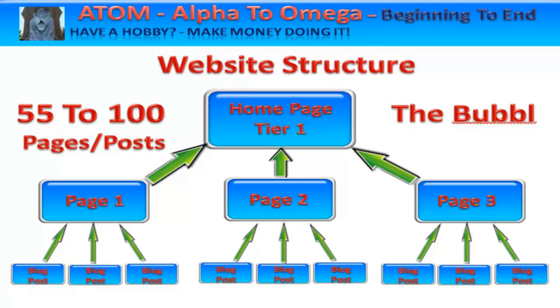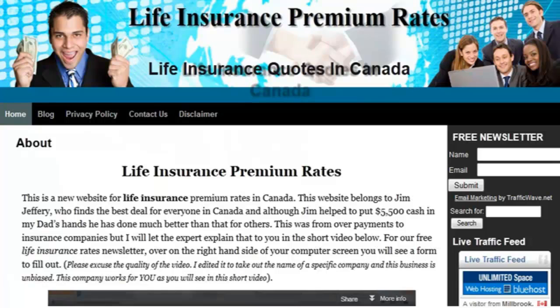on your website. And these are posts with 500 words, and we're going to be using the bubble to demonstrate again. We are going to go into a real world situation with a real website. That website is lifeinsurancepremiumrates.com. We're going to go back into the bubble. You really need to understand Tier 1, Tier 2, and Tier 3. In this real world situation, Tier 1 is of course your homepage, which is lifeinsurancepremiumrates.com.